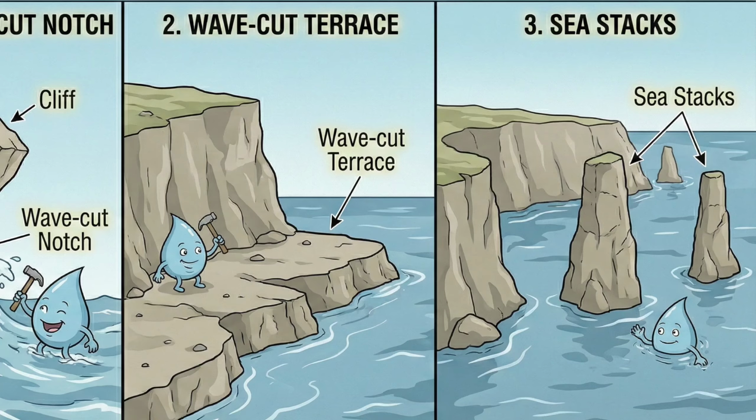3. Sea stacks. Sometimes, harder portions of rock resist erosion better than the surrounding material. These isolated rock columns left standing in the water as the coastline has retreated are called sea stacks.